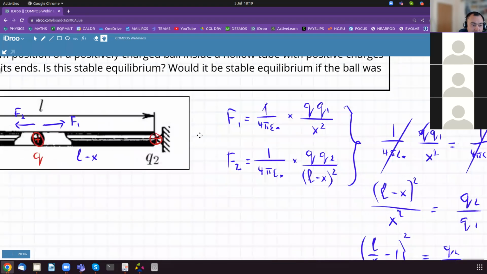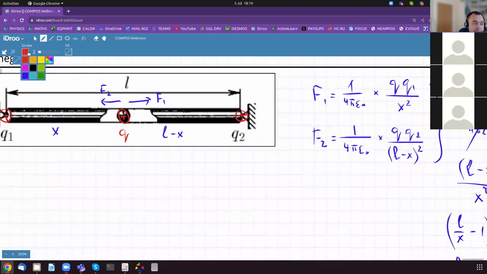So here, if we were to shift the ball, let's say the ball is here now. The F2 force would decrease and F1 would increase. So you would have a force that is trying to return it to the equilibrium position. And if you were to displace it to the right of the equilibrium, the opposite would happen. You would have a bigger force to the left trying to return it because it's getting closer to Q2, and a smaller force to the right, which is pushing it away. So if you push it sideways, it will return to equilibrium.